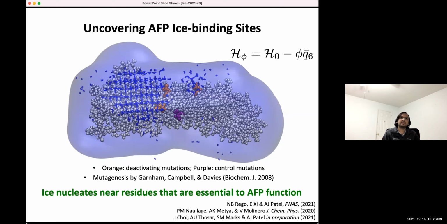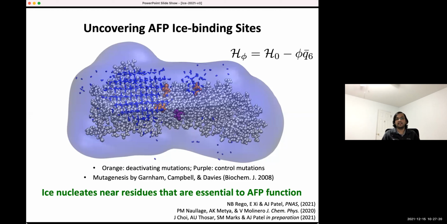And the way we answer this question is we take the entire hydration shell of the AFP and we apply a bias that strives to nucleate ice in the hydration shell. And it turns out that there are regions of the AFP that readily nucleate ice in the presence of such a biasing potential, and I'm showing the ice that is nucleated in blue here. And so our hypothesis would then be that these are the regions that are the most ice-philic, and thereby the regions that allow the AFP to bind to ice and passivate its growth.